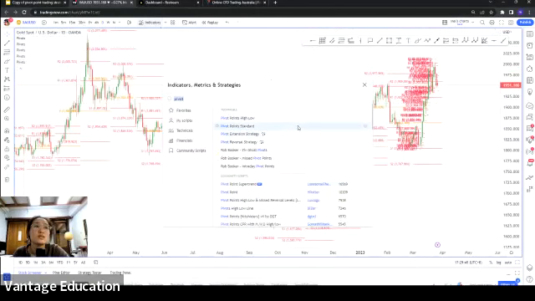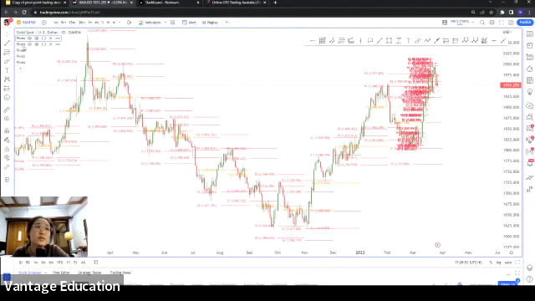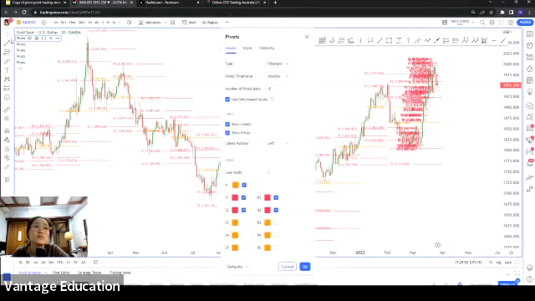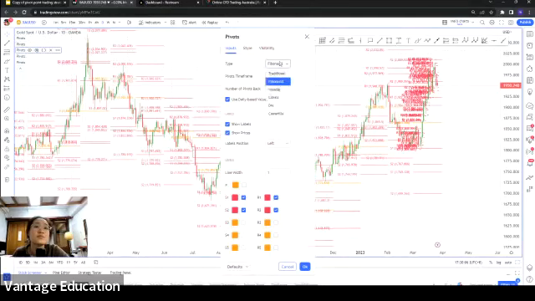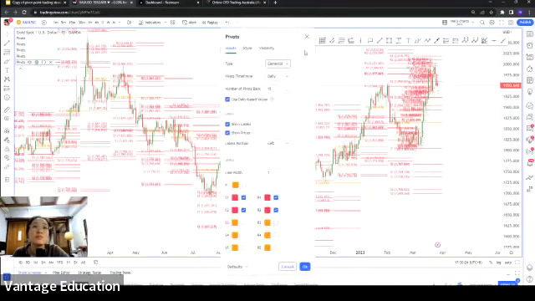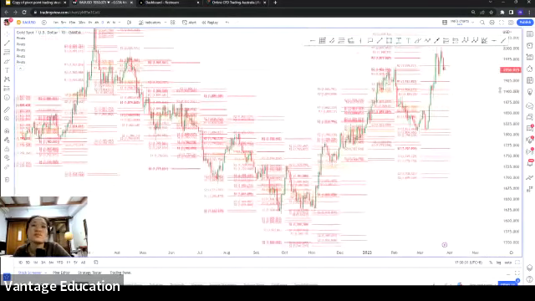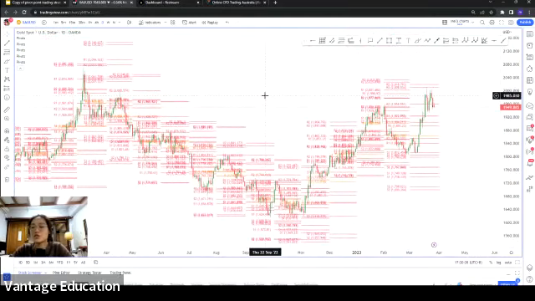So here I'm using Fibonacci for my first one. Next we want to use the Woody, DM, and then lastly, we have the Camarilla. Okay, so it's a little bit messy now. Let me just clean it up.